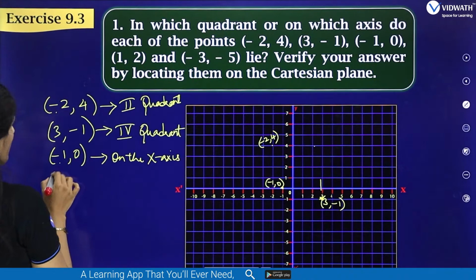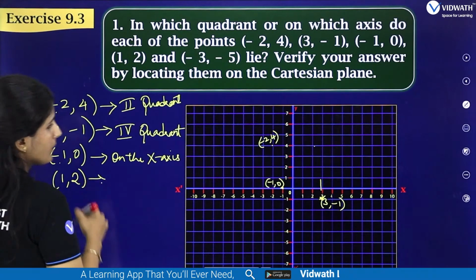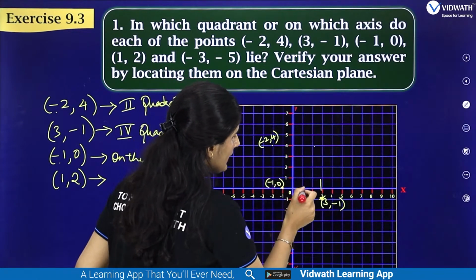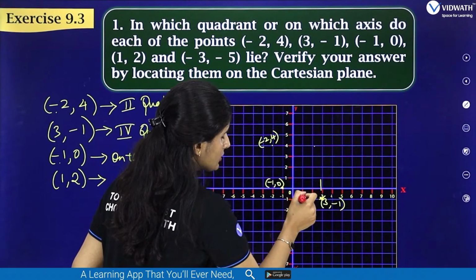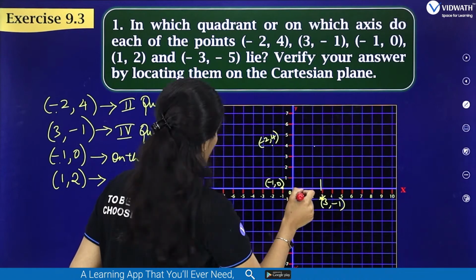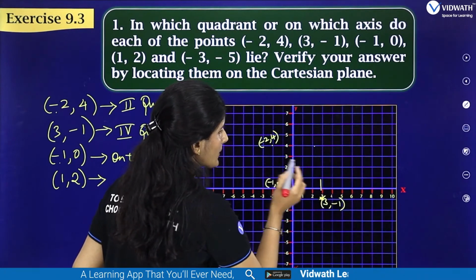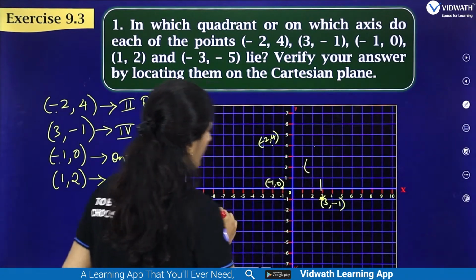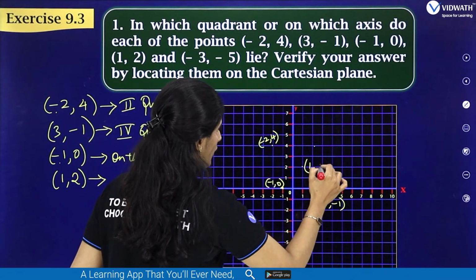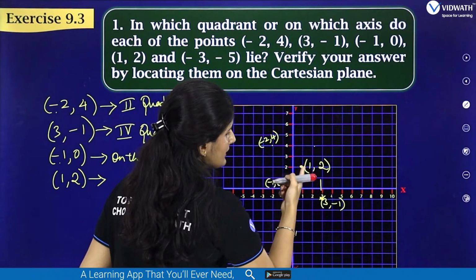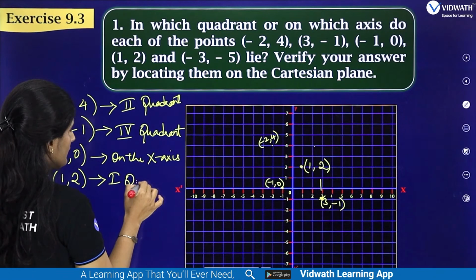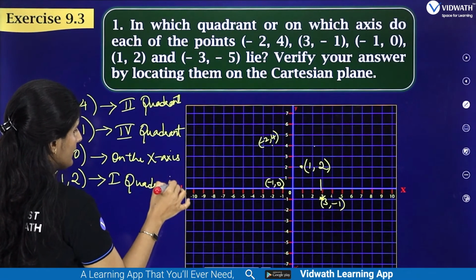The next point, (1, 2). We can locate this point (1, 2). That point will lie on a vertical line passing through x equal to 1 and on a horizontal line passing through y is equal to 2. Therefore, this point will lie here and this point has the coordinates (1, 2). Clearly, this point lies in the first quadrant.